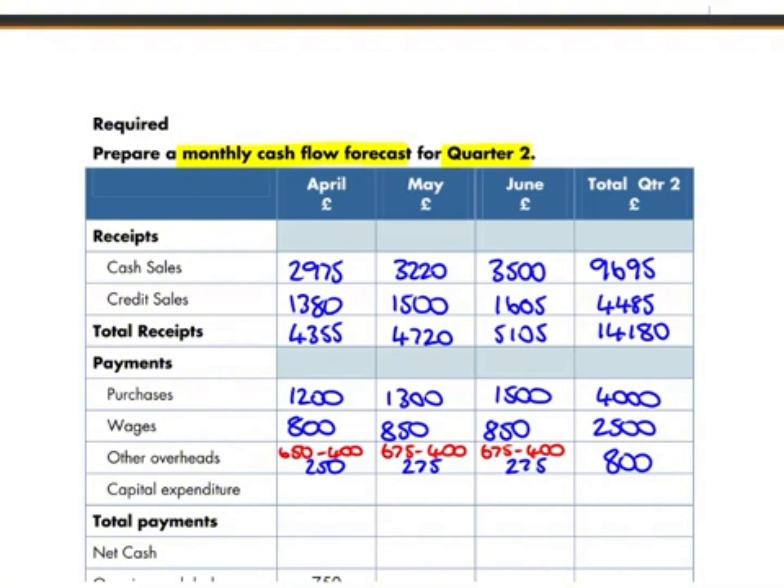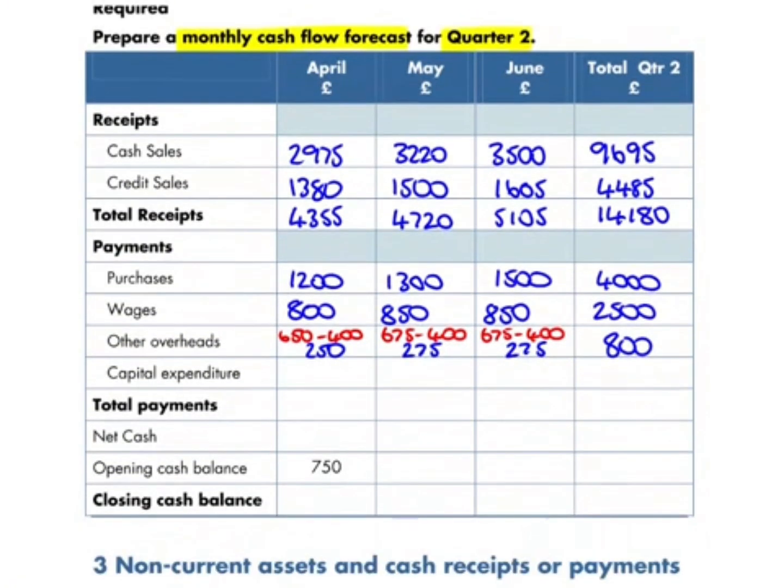There is one last thing we need to put onto our cash flow, and that is capital expenditure. Now, capital expenditure is one of those items that is going to be incurred within the month that we got the costs on the operating budget. We're told that we're going to incur a cost of £3,000 in May and £1,000 in June, a total of £4,000 overall.